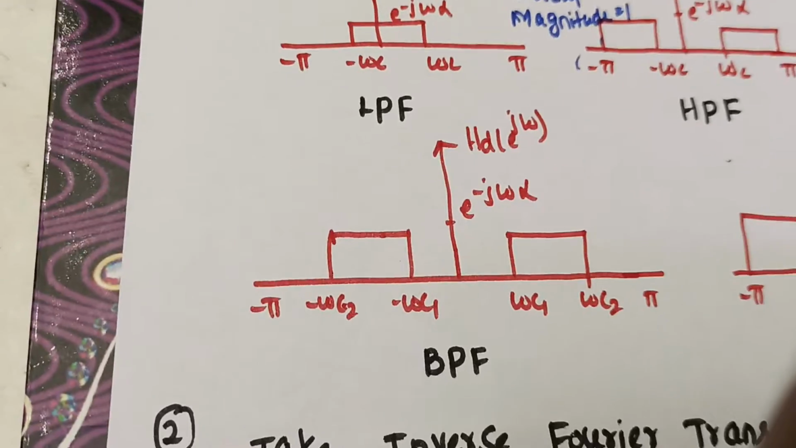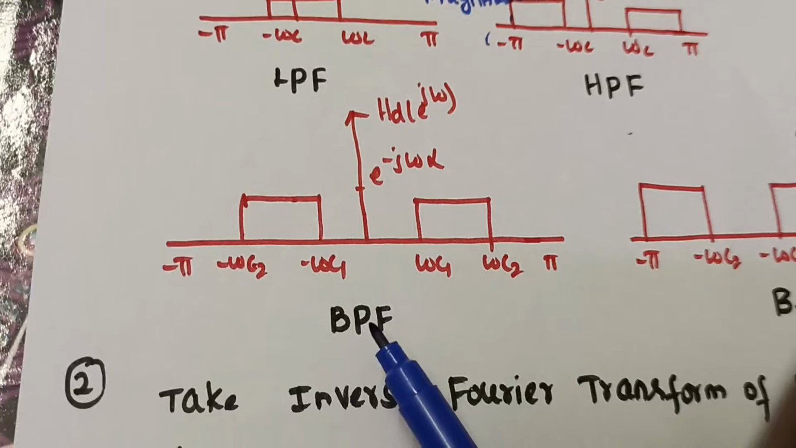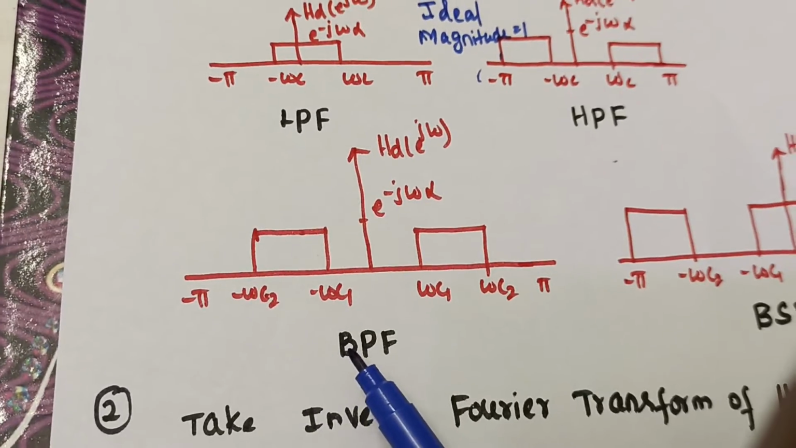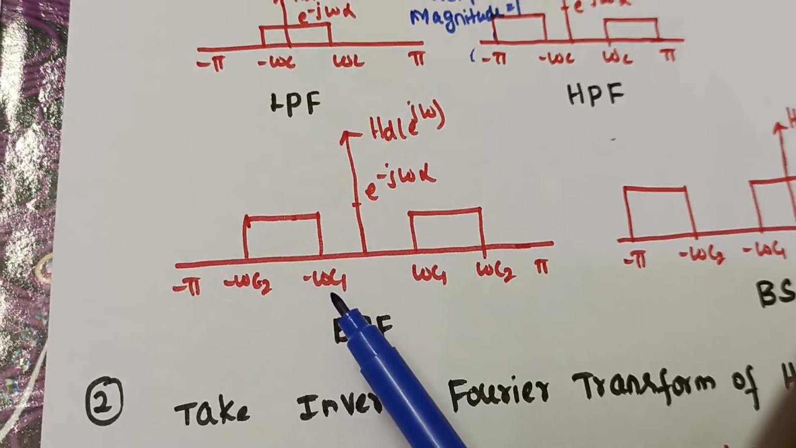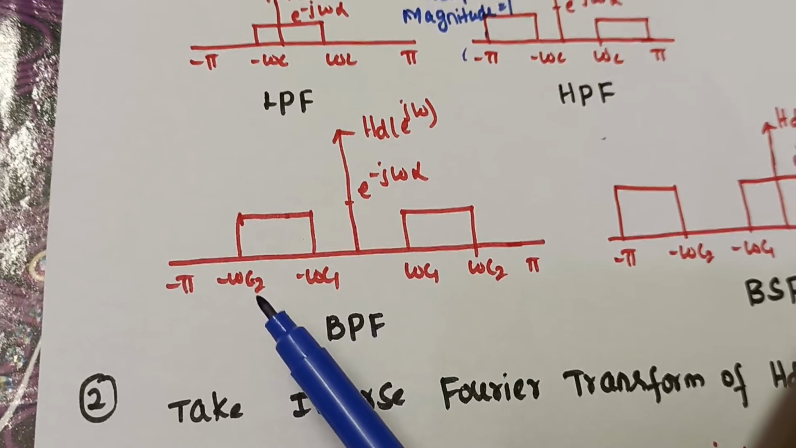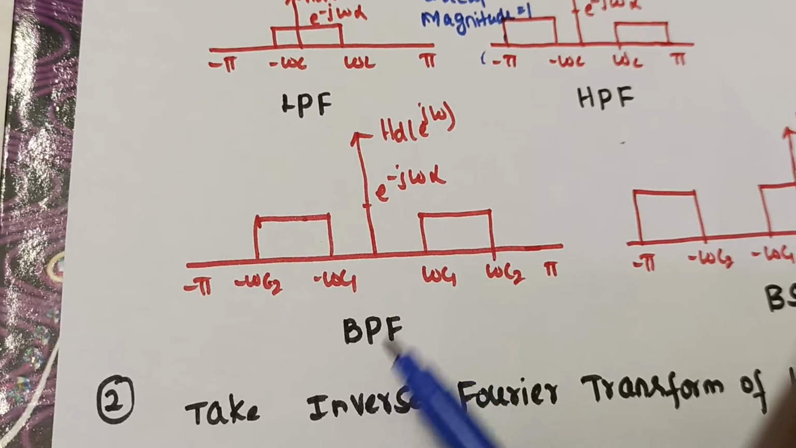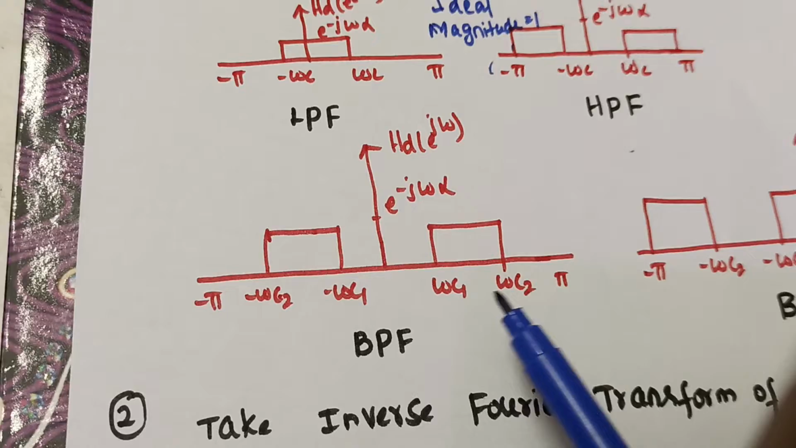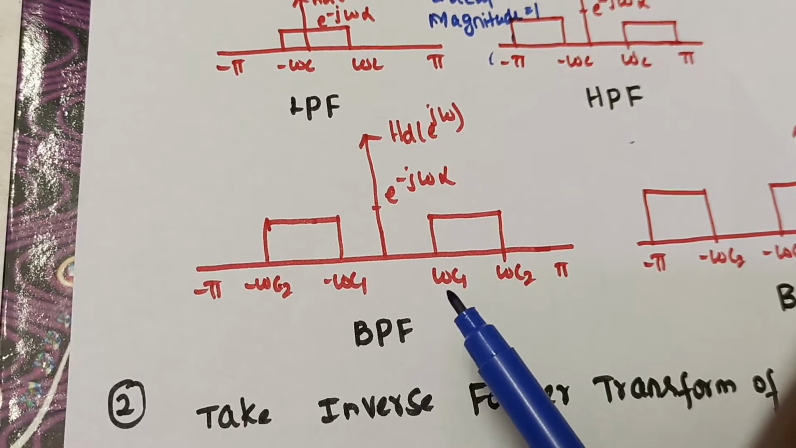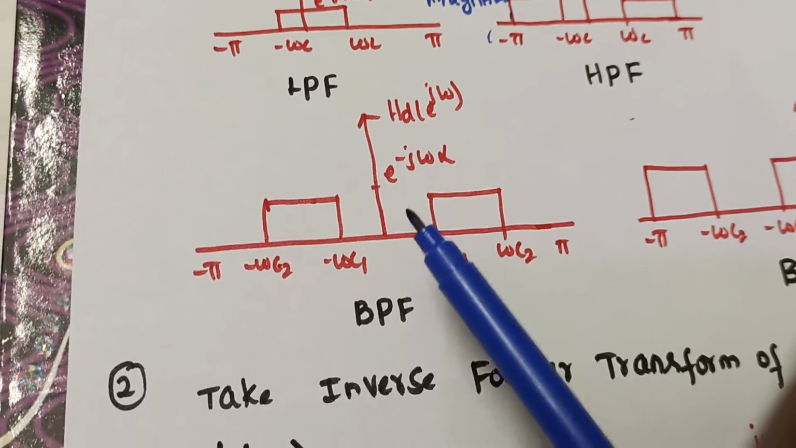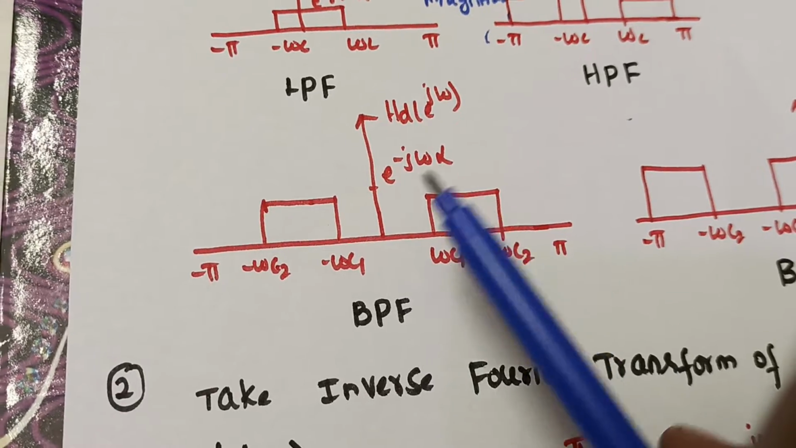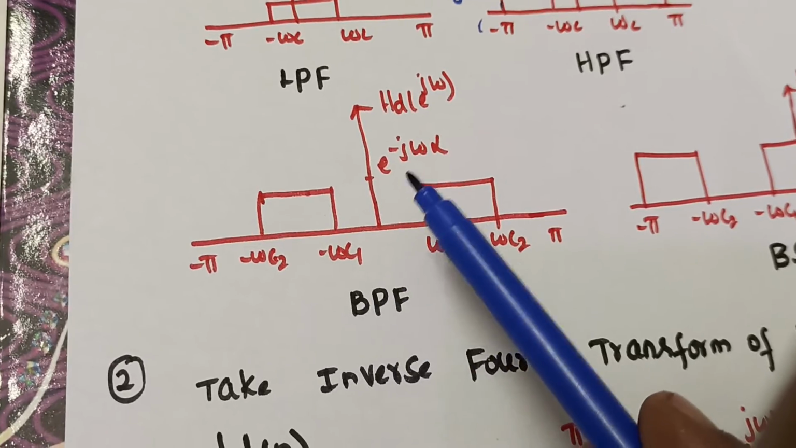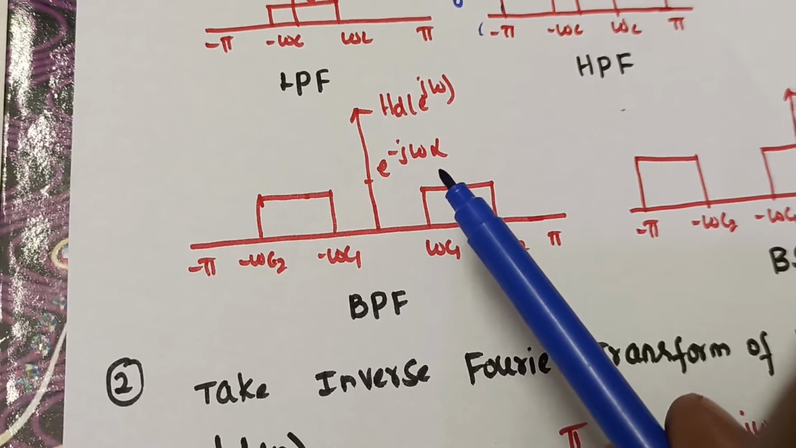Okay. Likewise, if you consider the band pass filter, for band pass and band stop we will be given two different cutoff frequencies, named lower cutoff and upper cutoff. Band pass is going to pass a specific band of frequencies, from omega c1 to omega c2. Its magnitude is e power minus j omega alpha. And on the other side, from minus omega c2 to minus omega c1, its magnitude is also e power minus j omega alpha.